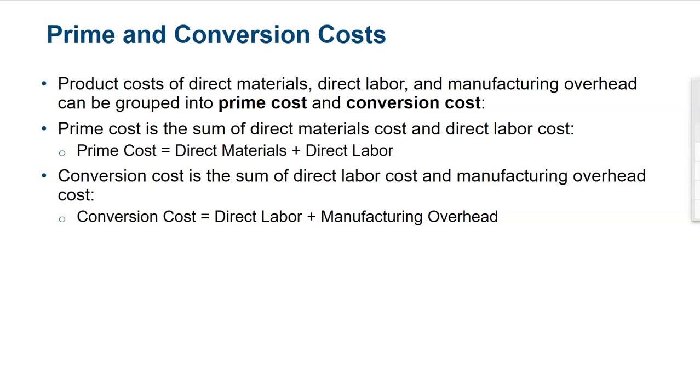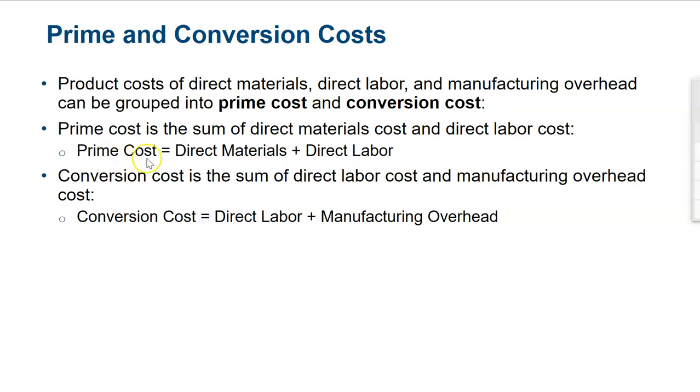As if we haven't talked about enough different types of costs already, let's go ahead and complicate things a little bit further, shall we? And we're going to discuss the idea of what we call prime and conversion costs. It says here that product costs of direct materials, direct labor, and manufacturing overhead can be grouped into prime cost and conversion cost. And prime cost, you need to really pay attention, is the sum of direct materials cost and direct labor cost.